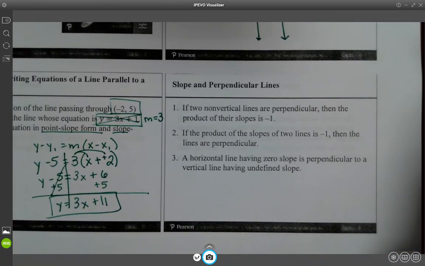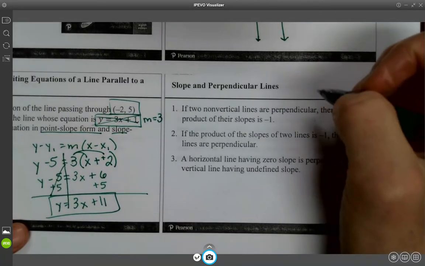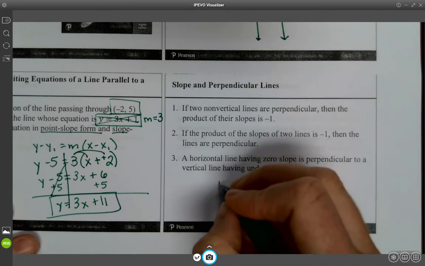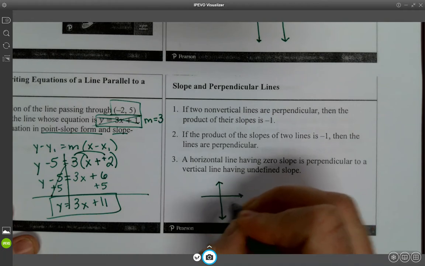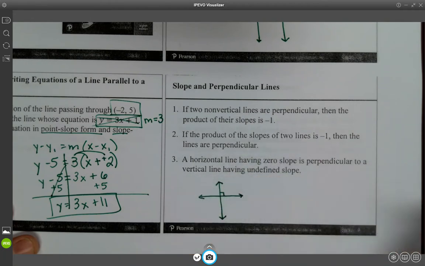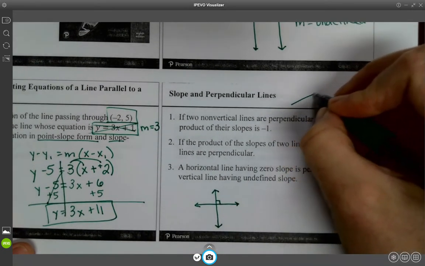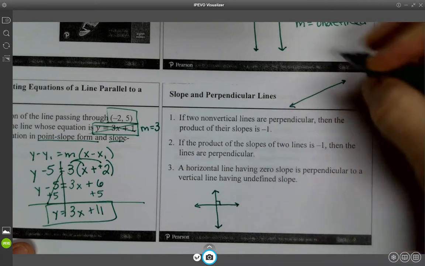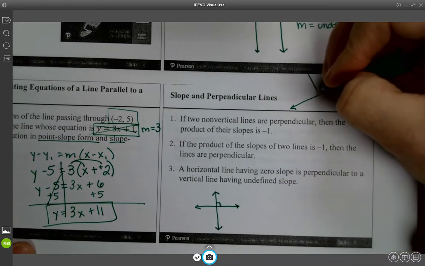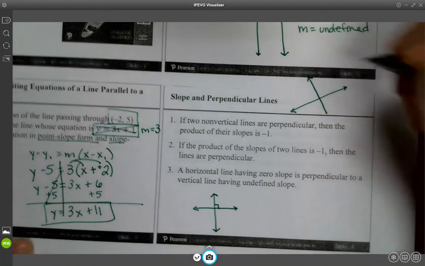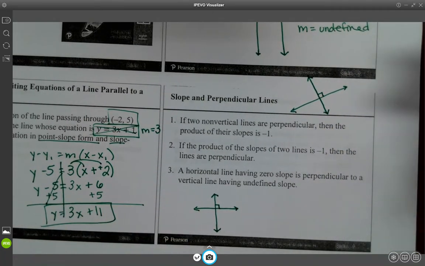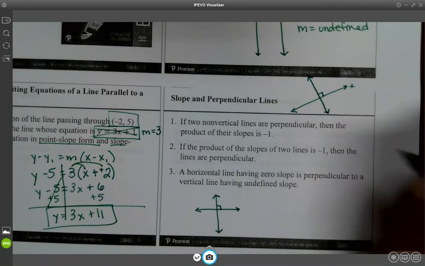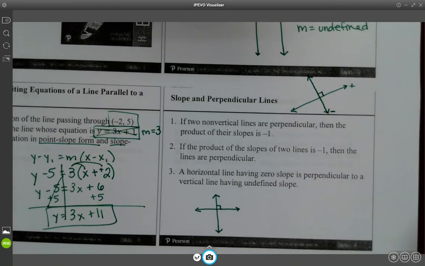Slopes and perpendicular lines. So perpendicular means that they cross at a right angle. Another way it might look is, let's see, we have this. If I do a line like that, so this is a right angle as well. So see how this one's a positive slope and this is a negative slope?